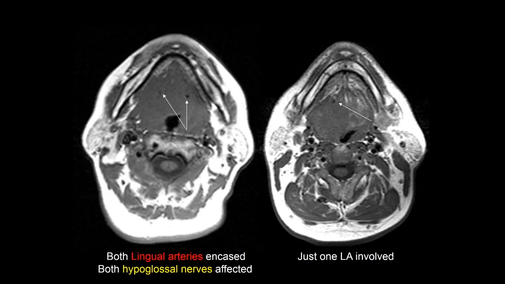So if surgery was to be considered for these patients, you need to know that you need at least one lingual artery to be able to do a hemiglossectomy. For the patient with the bilateral lingual artery invasion, if surgery was to be a part of the plan, it would need to be a total glossectomy.